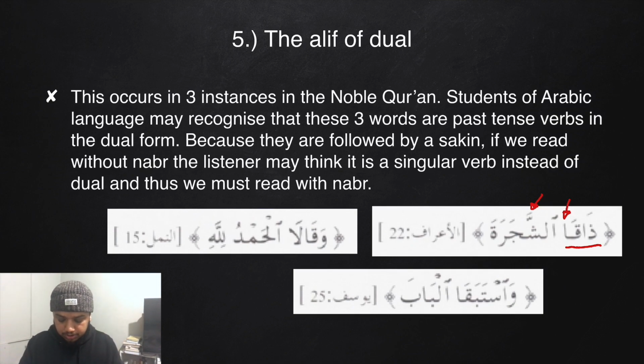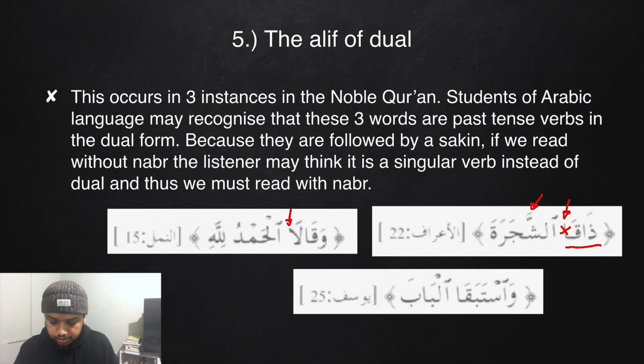If I don't read with nabr, it sounds like ذاق الشجرة. It sounds like I'm completely omitting this alif. But in this instance we need to make it clear that this alif is here because it is a dual word. If we don't, it sounds like it is a singular word. So we will say ذاق الشجرة. We are raising the voice, we're doing a nabr in order to make clear that this is a dual verb, not a singular verb. And the same applies in this second example, وَقَالَ الْحَمْدُ لِلَّهِ.